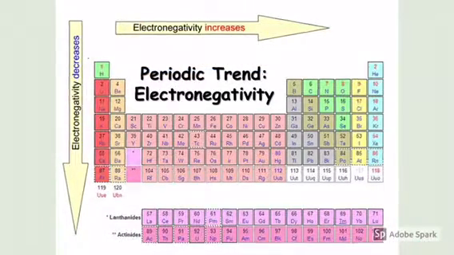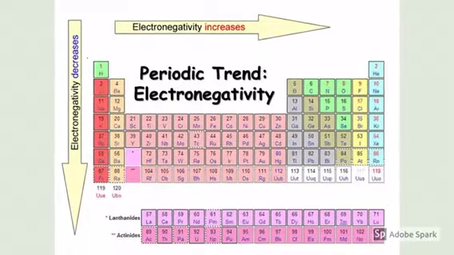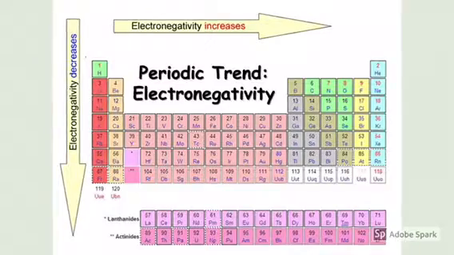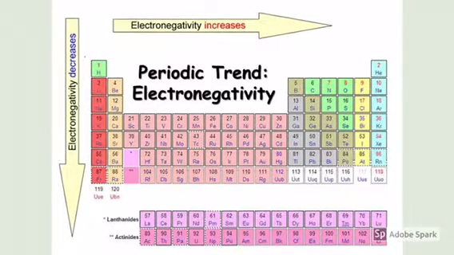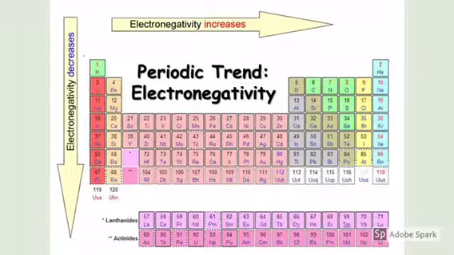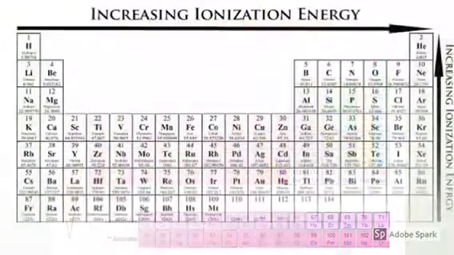Electronegativity. Electronegativity is how much an atom wants to get electrons. So for instance, lithium doesn't want electrons very much, while on the other side, fluorine wants to grab as many electrons as possible.